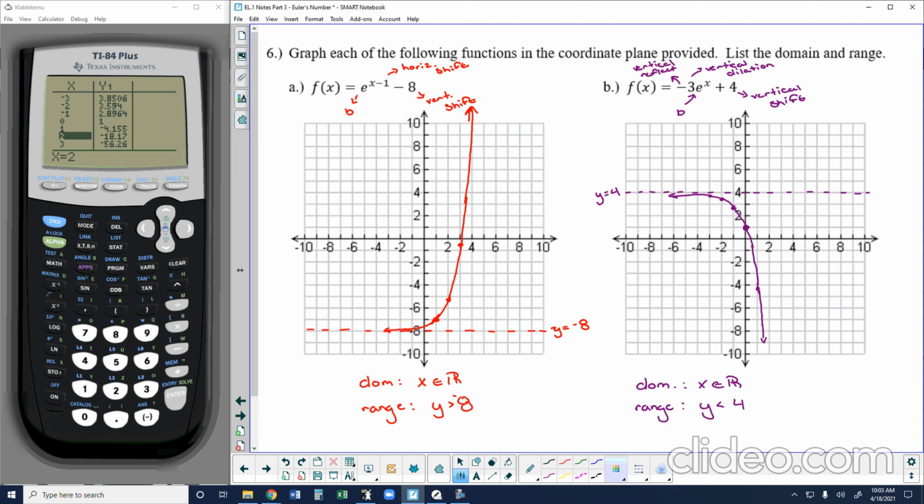So here we have just some examples of graphing using Euler's number, which is a different base, a base that is an irrational number. But we can still use a combination of transformations and the calculator to help us graph.